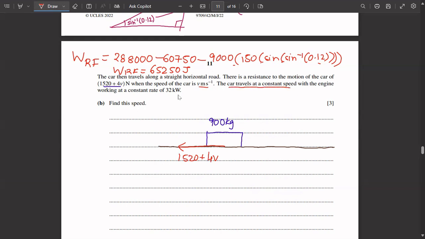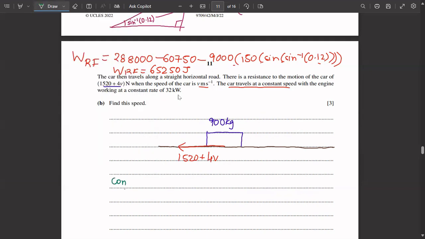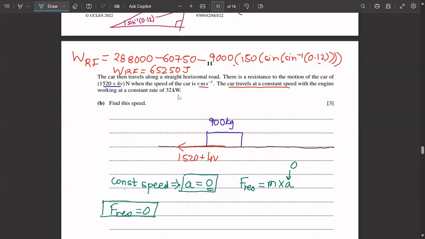The car then travels at a constant speed. So now we know that if constant speed is there, that means acceleration will be equal to 0. And if acceleration is equal to 0, the other thing we know about acceleration is resultant force is mass into acceleration. So if acceleration is 0, then we'll get the resultant force as 0. And that means that there is no net force acting on the object. So this is an important thing to mention here. Whenever any question includes constant speed, that is what you have to understand.